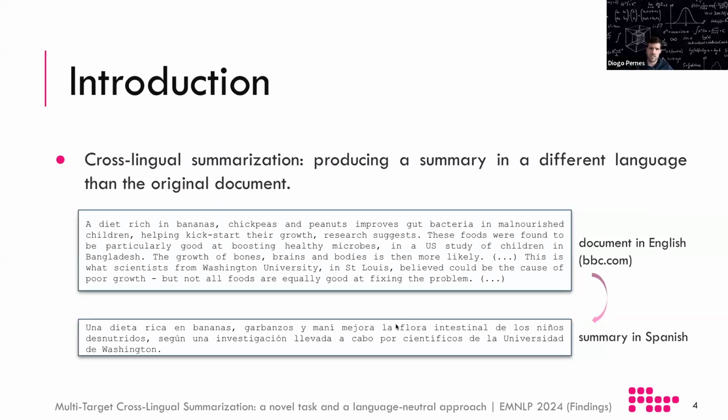So for background, the task that we aim to solve. Cross-lingual summarization is the task of producing a summary of a document in a language that is different from the language of the original document. So in a way, it combines summarization and machine translation in a single task. In the example you can see here, you have a news article, in this case in English, and then a summary that was produced for this news article in Spanish.